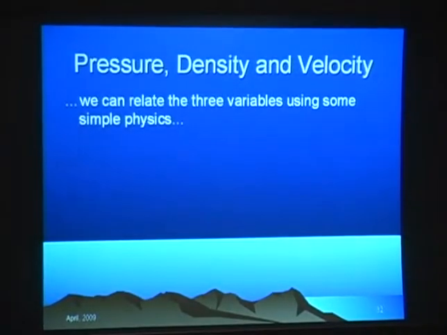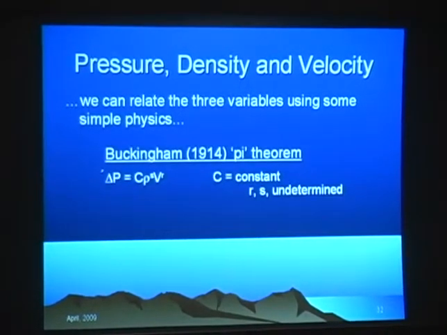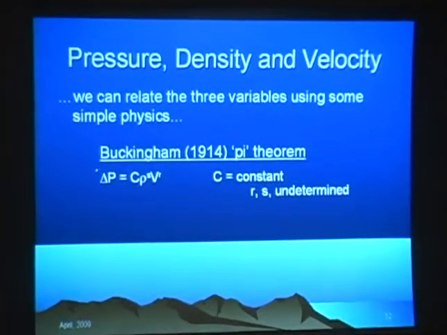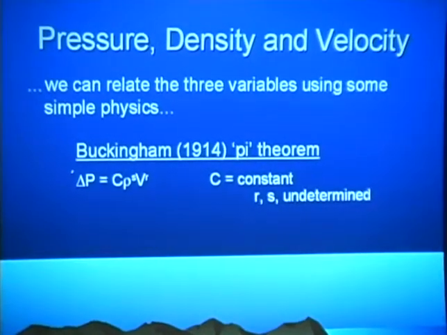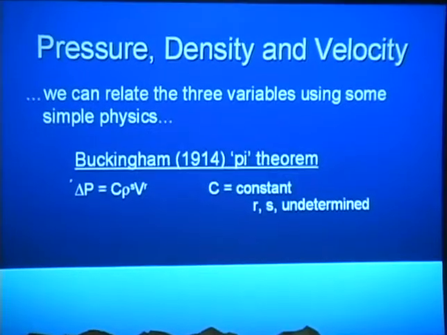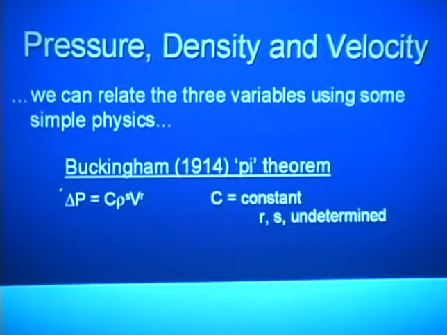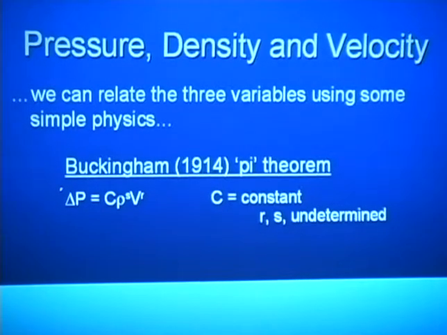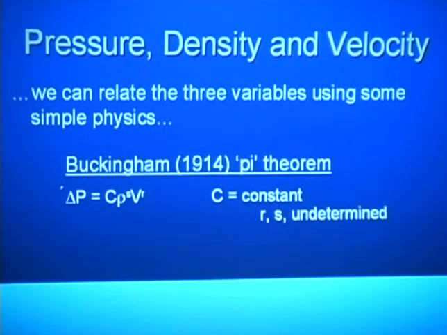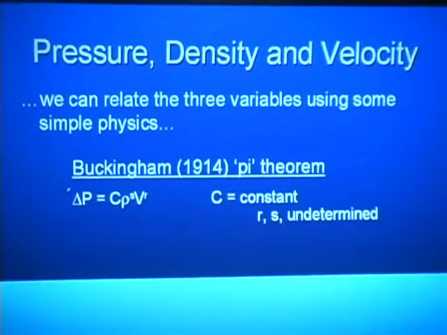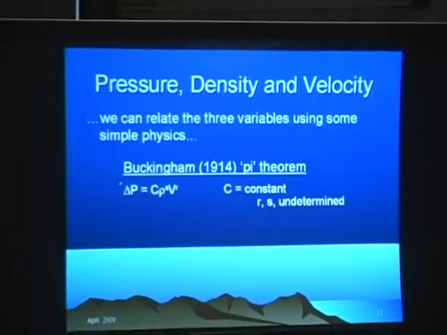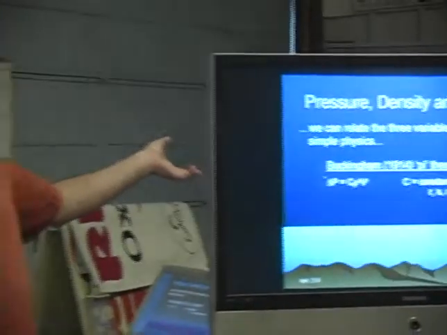And I normally teach mathematics at the college level. You don't have to understand this, but this is a 100-year-old theorem that allows you to group variables in dimensionless products. And Buckingham's pi theorem tells us that the pressure drop has to equal some constant, which we don't know, times the air's density raised to the power s, which we don't know, times the airspeed or the velocity raised to the power r, which we don't know. So there's a lot we don't know, which is why it's a 100-year-old theorem.